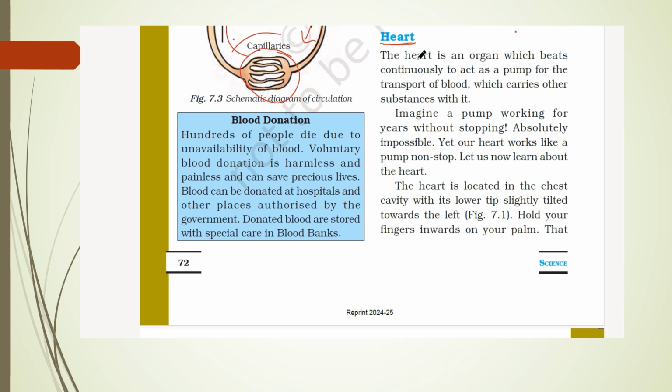So, what is the heart? The heart is an organ which beats continuously. It acts as a pump for the transport of blood, which carries other substances with it. Blood is carrying oxygen, all the nutrients, and the excretory products so that they can be excreted properly through our excretory organs. So, it has many types of functions. It is multifunctional.